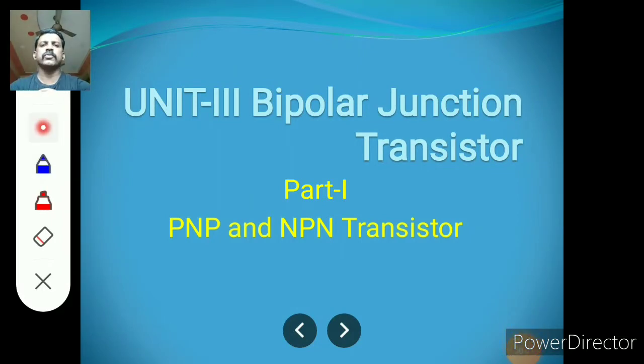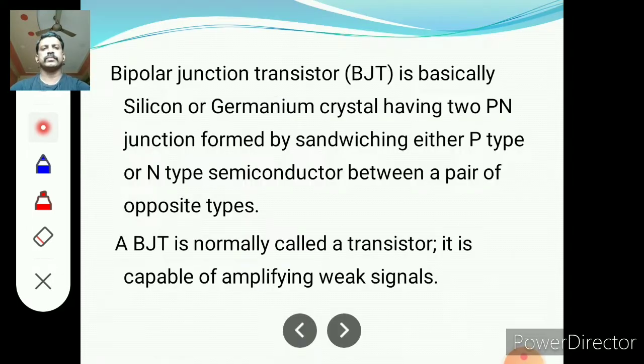Hello friends, now we see Unit 3, the bipolar junction transistor. Part one: NPN and PNP transistors.